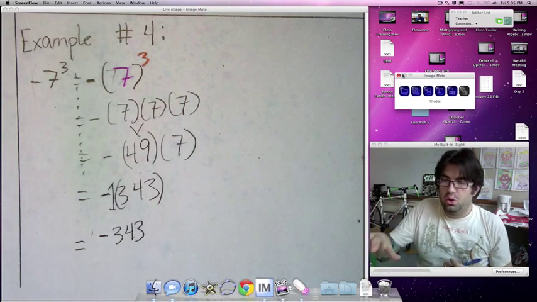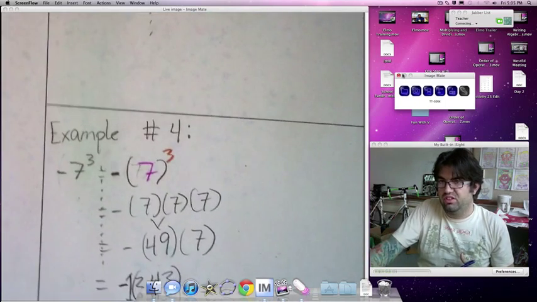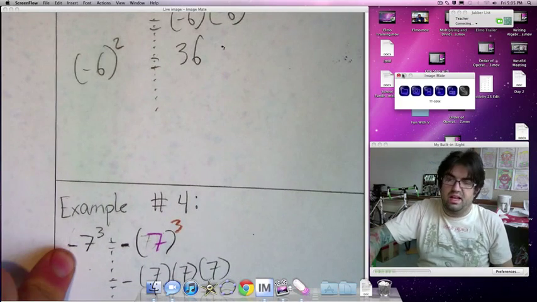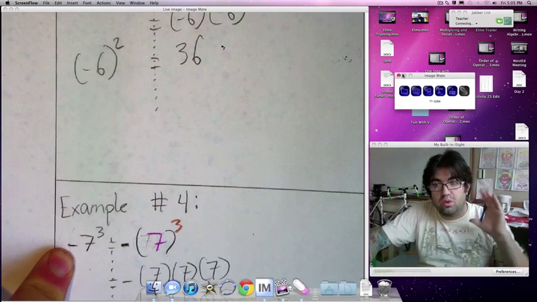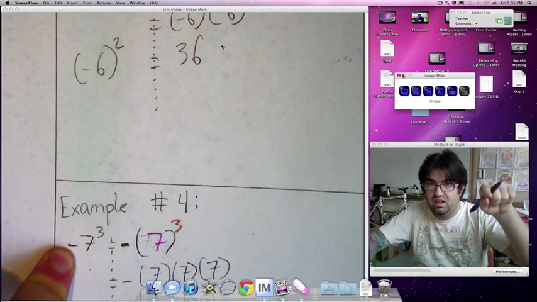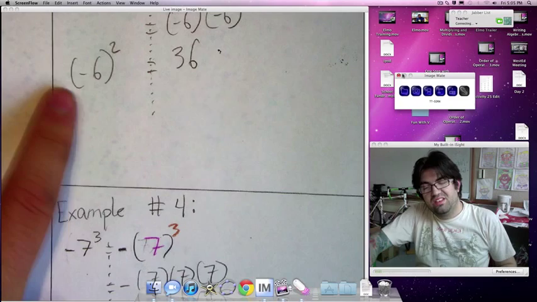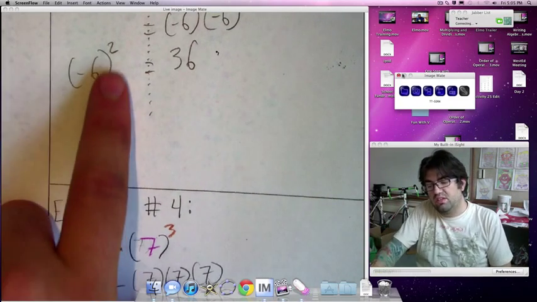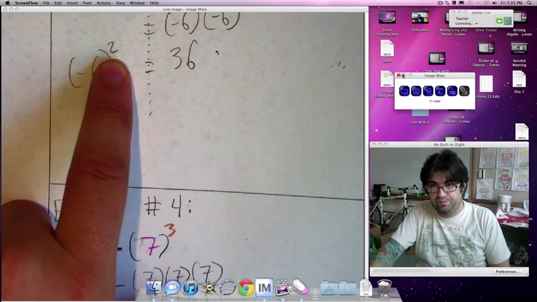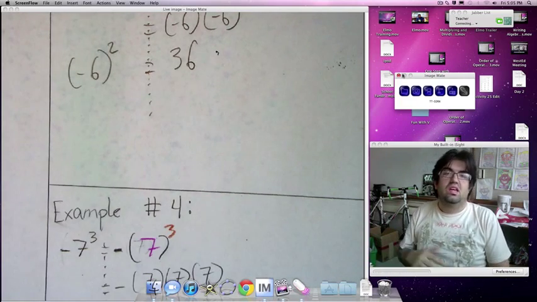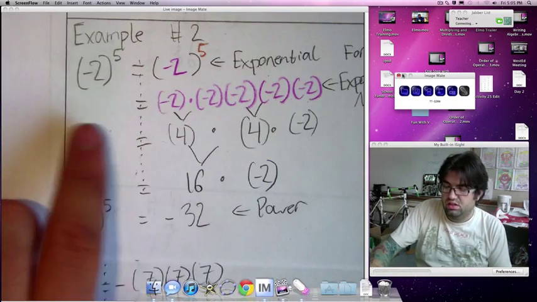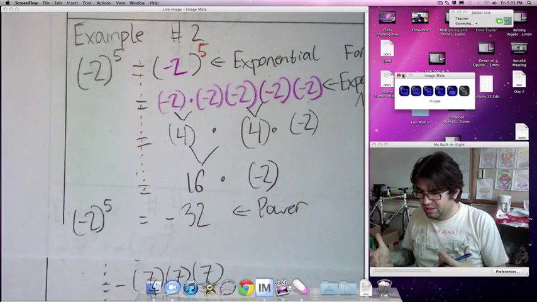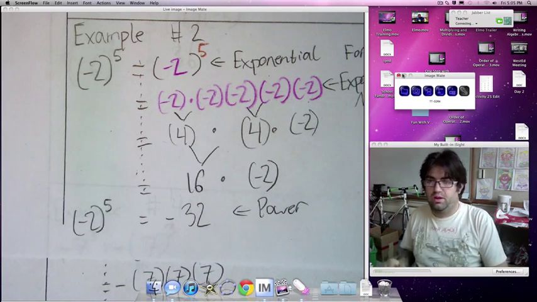So with parentheses and without parentheses, it's kind of a little tricky. If there's no parentheses, it will always be negative. But if it does have parentheses, it depends. If the exponent is even, it'll be positive. If the exponent is odd, it'll be negative. So, something to think about and definitely be aware of.